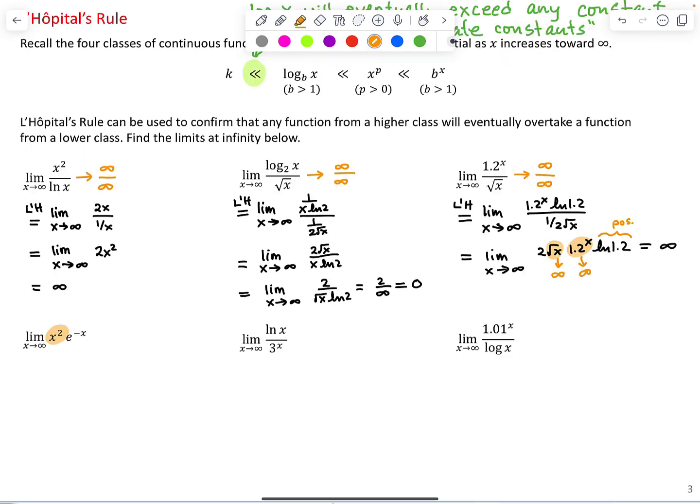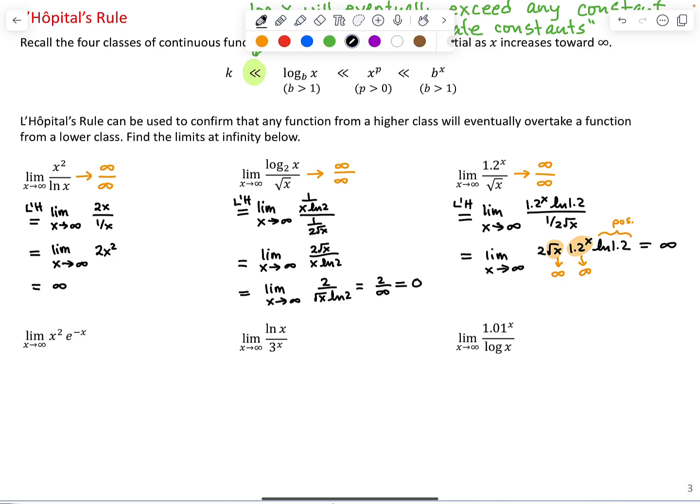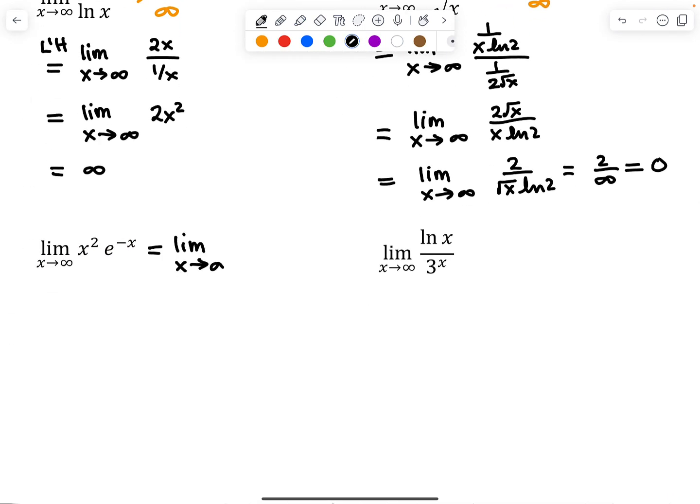Fourth example, we have x squared, example of a power function. And then we have e to the negative x. This is a decaying exponential. So instead, I'm going to rewrite this function and do the limit as x goes to infinity of x squared, and then e to the negative x pushes that e to the x to the denominator, and now it's e to the positive x. E is a base more than 1.